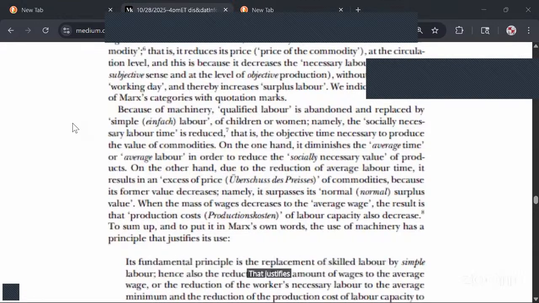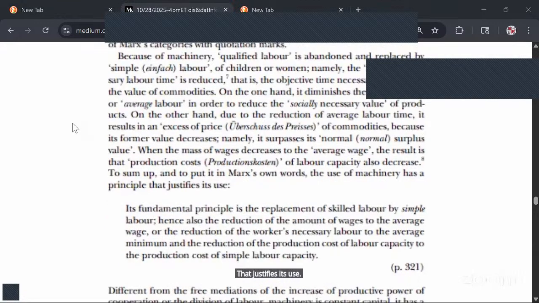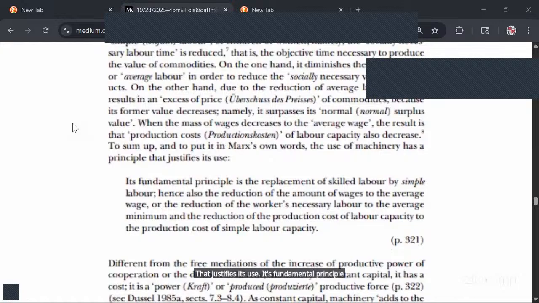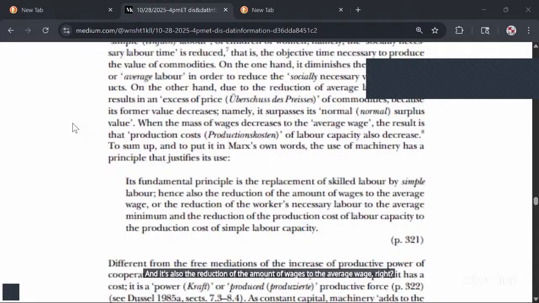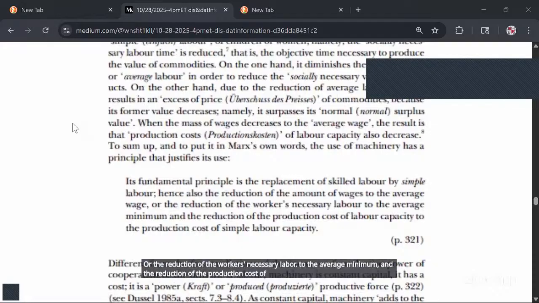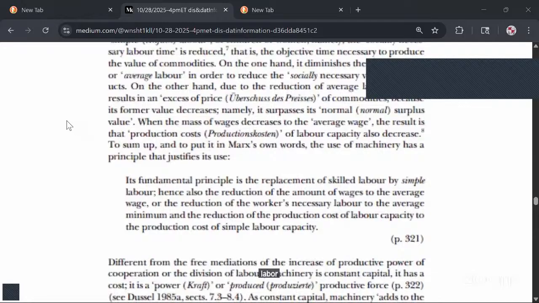the use of machinery has a principle that justifies its use. Its fundamental principle is the replacement of skilled labor by simple labor, this de-skilling, right? Hence also the reduction of the amount of wages to the average wage, right? Or the reduction of the workers' necessary labor to the average minimum, and the reduction of the production cost of labor capacity to the production cost of simple labor capacity, unquote.